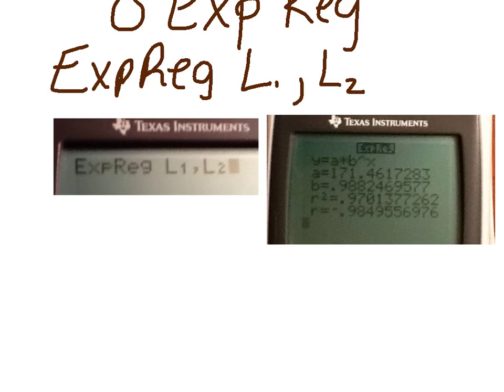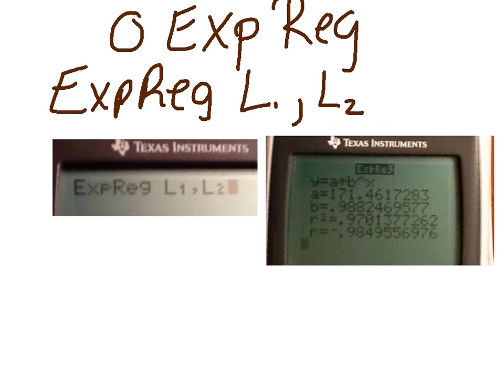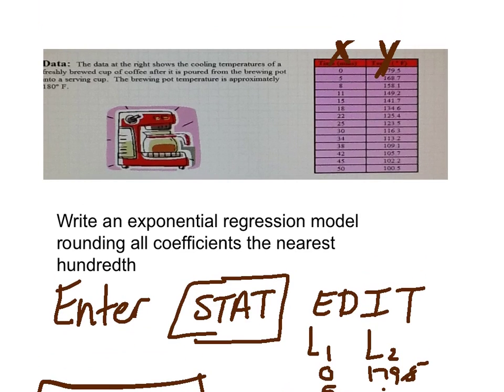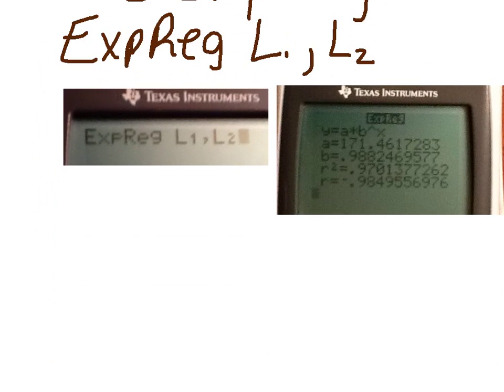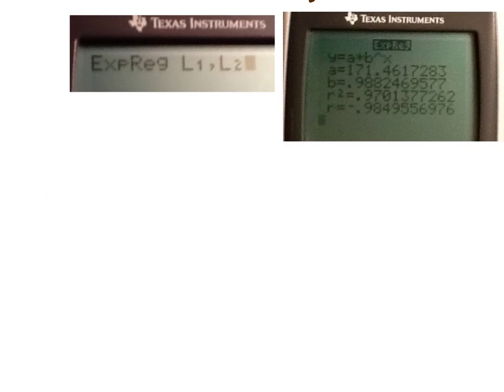All right, so after I've entered that, you can see what appears on my calculator screen here. Now, if you don't have the R values, we can help you with that tomorrow in class. Basically, if you just go to your catalog, you need to turn the diagnostics on. But again, if you don't have those at the moment, that's okay. And I'm just going to scroll back up to my directions here. It said, oops, I think I lost them. I believe it said write the exponential regression to the nearest hundredth.